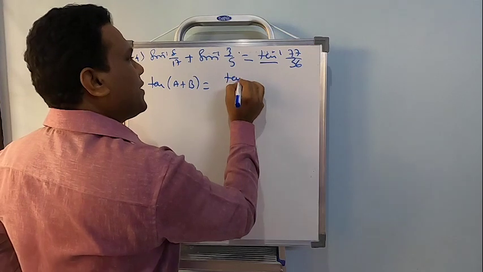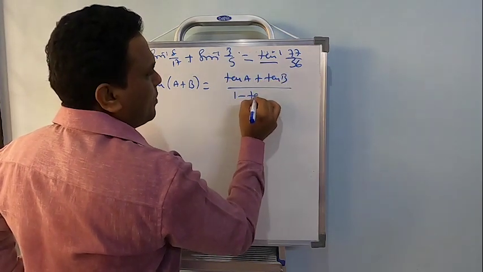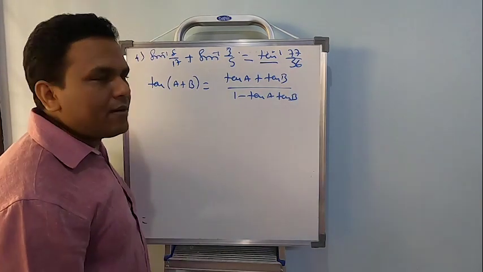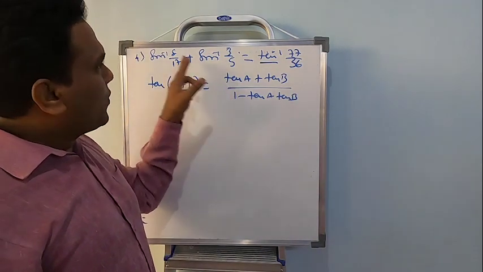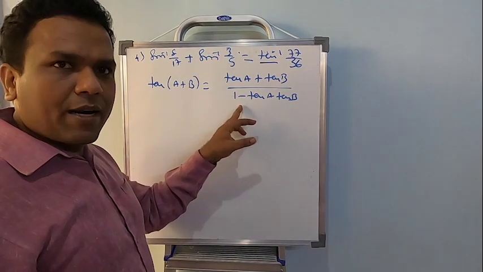So what's the formula of tan of a plus b? Tan a plus tan b by 1 minus tan a multiplied by tan b. That is my hint. From the first one find out tan a, and from the second one find out tan b. Then I will come back to this formula.